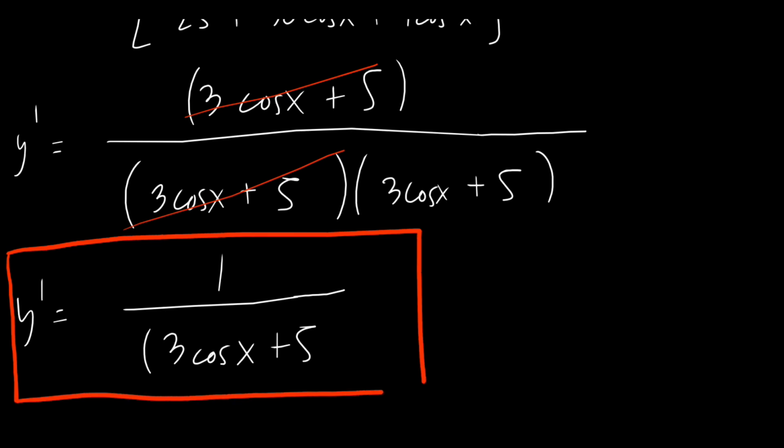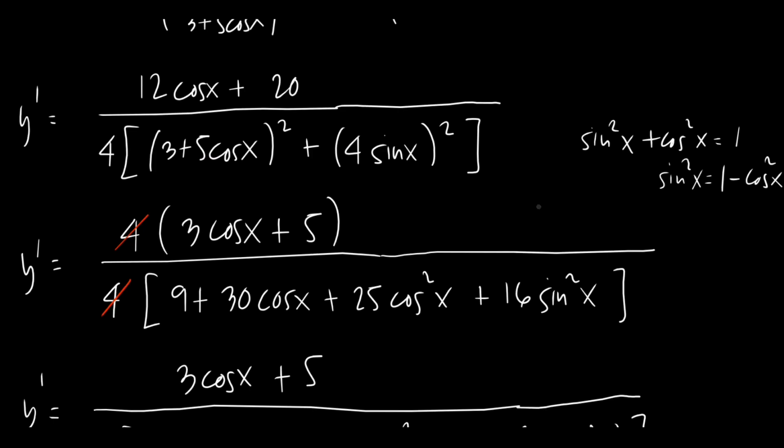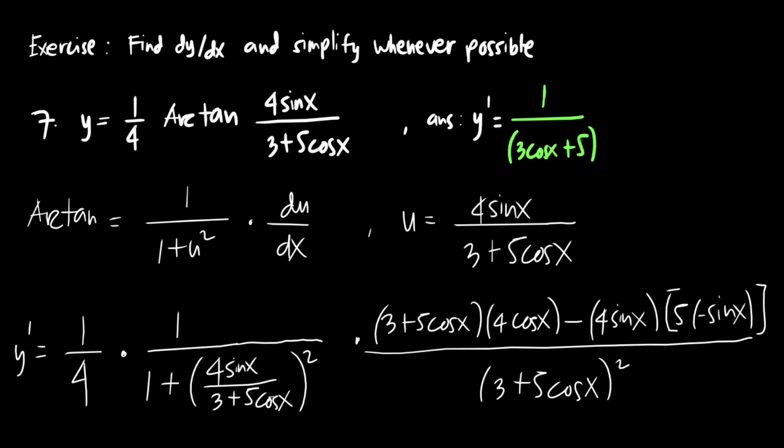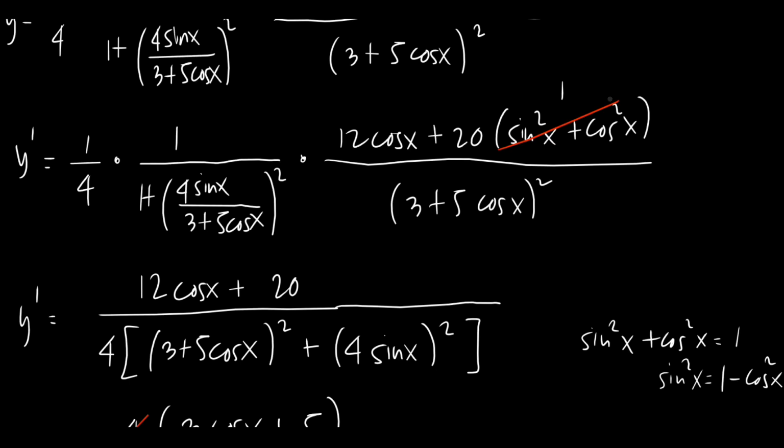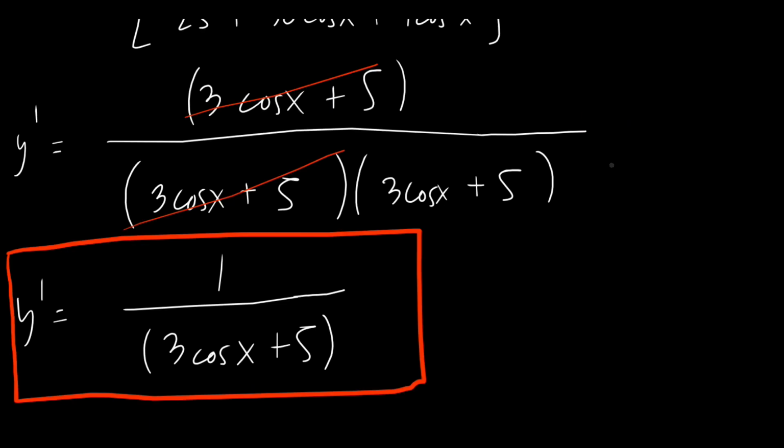So let's check if our answer is correct. So y prime is equal to 1 all over 3 cosine x plus 5. So our answer here is 1 all over 3 cosine x plus 5. So our answer here is correct. So let's proceed to another number.